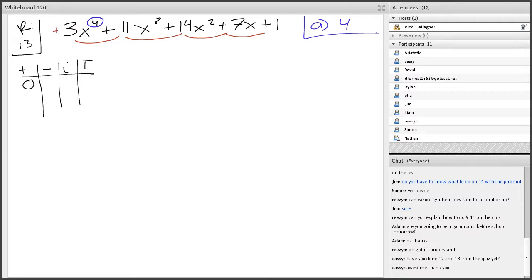Then I go through and I change all the signs of anything with an odd exponent. So I'm going to keep my 3x to the 4th, but I'm going to change it to a negative 11x to the 3rd. I'm going to keep my positive 14x squared, but I'm going to change it to a negative 7x, and I'm going to keep my plus 1. Now here I've got some negatives, so I should definitely get some yeses. So positive to a negative is a yes. Negative to a positive is a yes. Positive to a negative is a yes. And negative to a positive is another yes. And so I actually end up with 4 yeses. And this was after I changed my signs. And so this is counting my negatives.